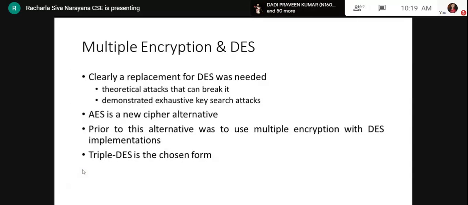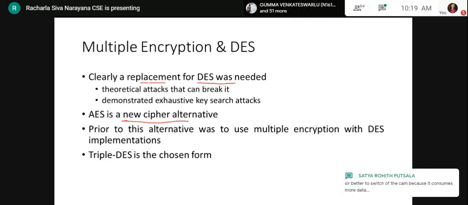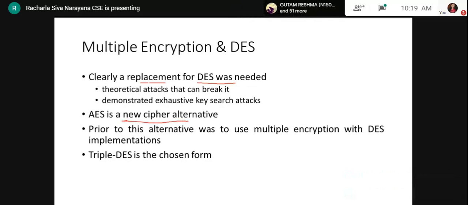Now, clearly a replacement for DES was needed. Why? Because attackers may apply cryptanalytic forms, meaning differential and linear cryptanalysis. That's why we need another, secure cipher. Here AES is the new alternative for DES. Advanced Encryption Standard.